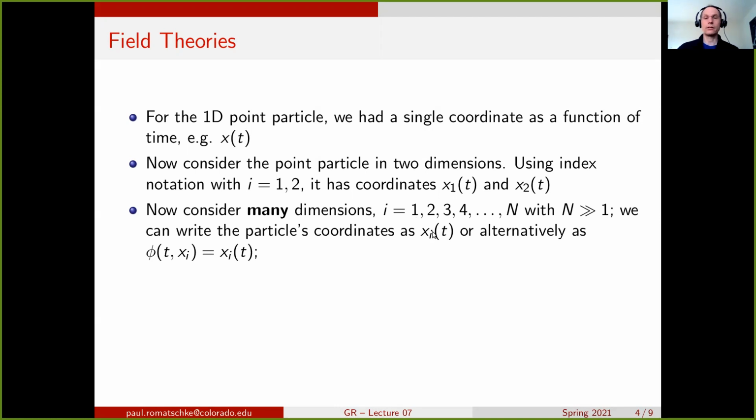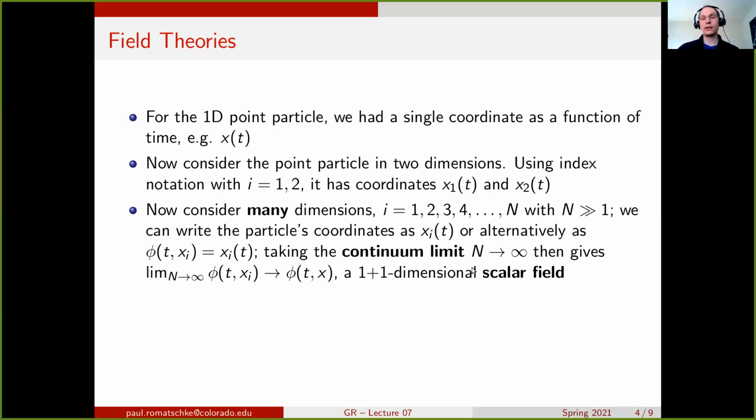Or alternatively, we can change notation, nothing else, and say that we define something that's called phi, and that phi depends on t and x_i, which is just writing x_i of t in a different form. So we sort of take the time t as being one argument of this function phi, and the coordinate which we consider as the second coordinate of this field phi.